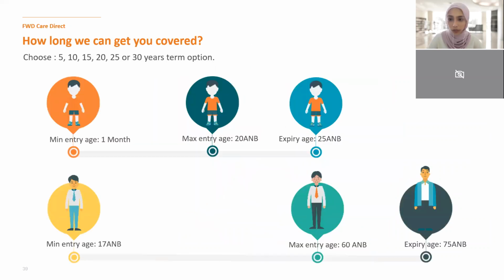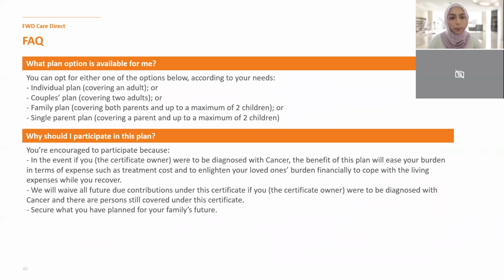Okay, so how long can we get you covered? Just like Protect Direct, it covers from 5 years all the way up until 30 years. Minimum entry age is 1 month. Maximum entry age is 20 years old age next birthday. This is for the children. And expiry age is at 25 years old. For adults or for the certificate owner, it would be minimum entry age at 17 years old, maximum entry age at 60, but expiry age is at 75 years old, like Big Three.